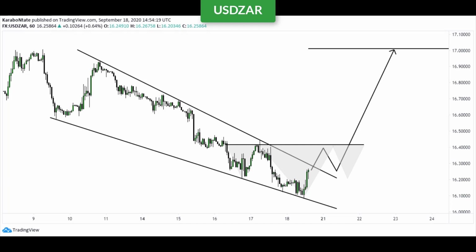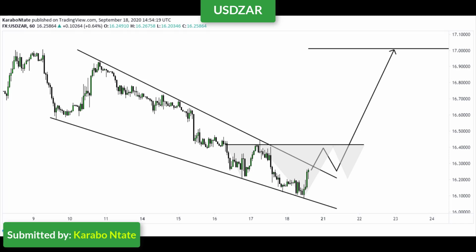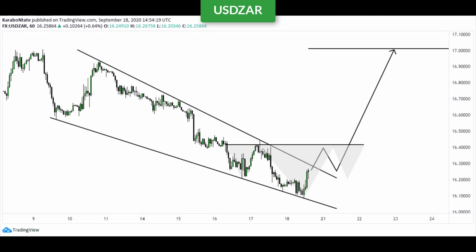And I want to start us off by discussing a setup by Karabu, and that is that he's set up on USD ZAR. Now Karabu's been doing really well in our trading room lately, so it's great to be sharing one of his setups. And he's looking at taking a bit of a long on the USD ZAR with the breakout of this trend line, playing a bit of a head and shoulders pattern.